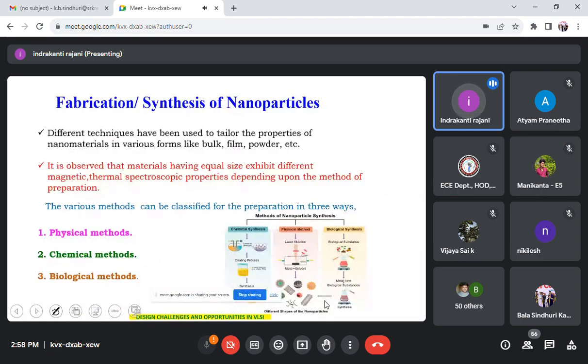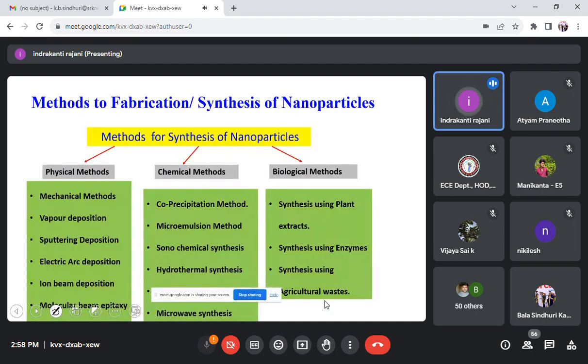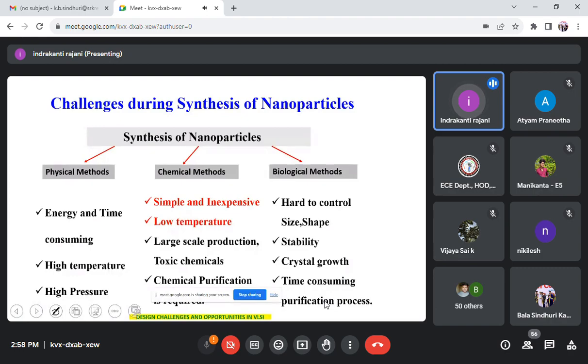There are several methods for preparing nanoparticles: physical, chemical, and biological methods. Under the physical methods, several methods are also there. Then there are biological methods. Any method which you feel is feasible, any method which you feel comfortable with, you can use. But at the same time, there are some challenges which you can control at the time of synthesizing the material.